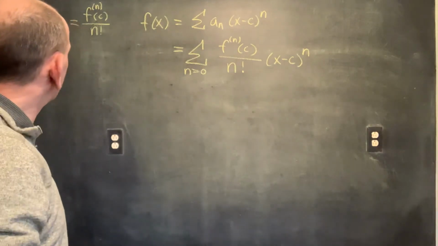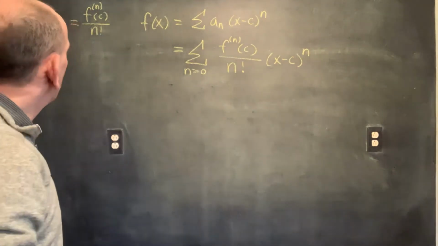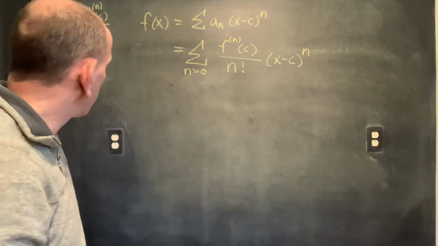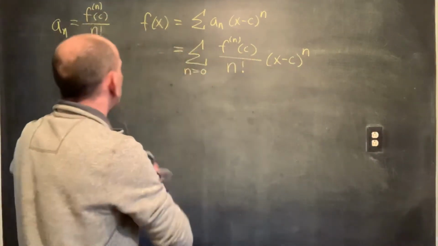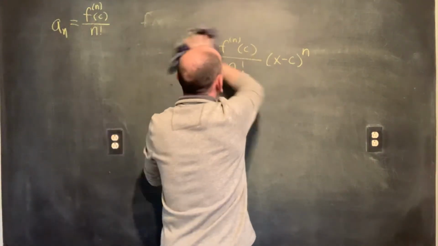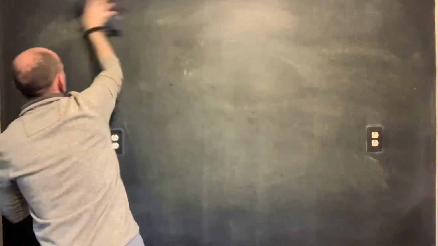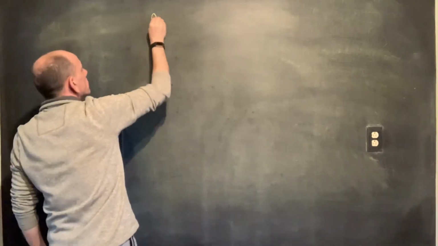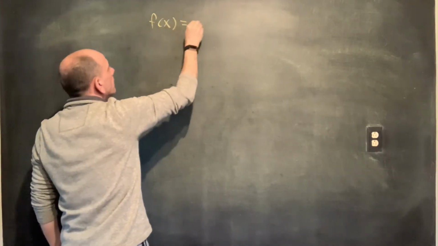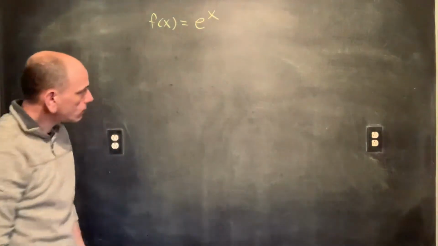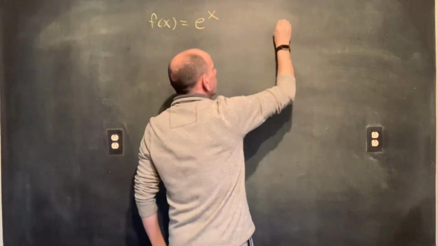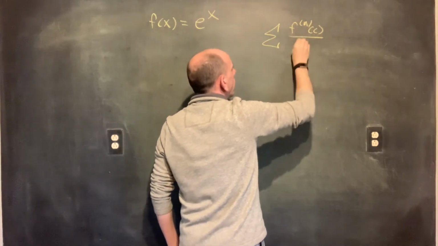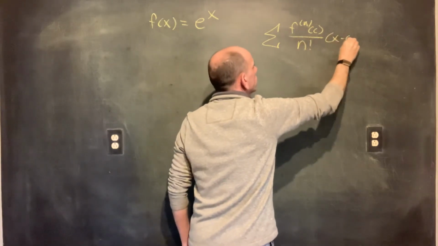Nice. So let's try a quick one. Let's derive e to the x. That one's relatively easy. So let's say my function is e to the x.